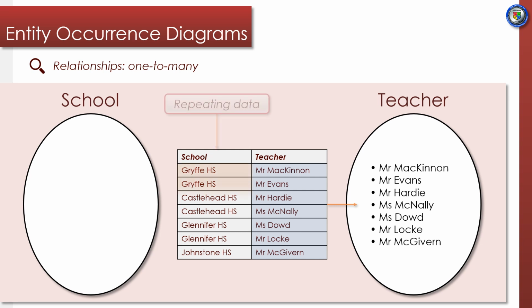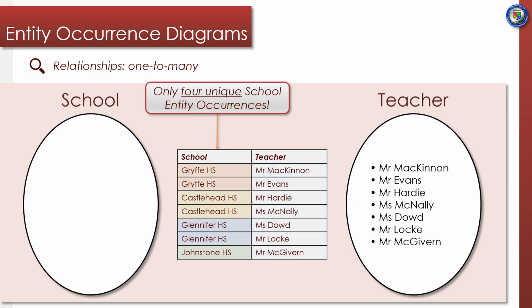For the school entity and its occurrences, we have repeating data here. Now it's important to note that we only want to show one instance of those school entities. So where we have repeating data, we only show this once. In other words, we only have 4 unique school entity occurrences.